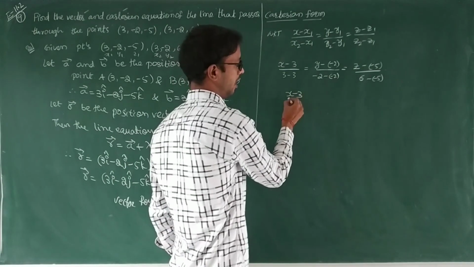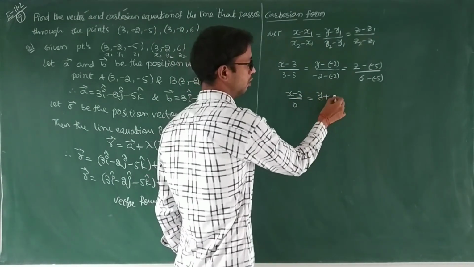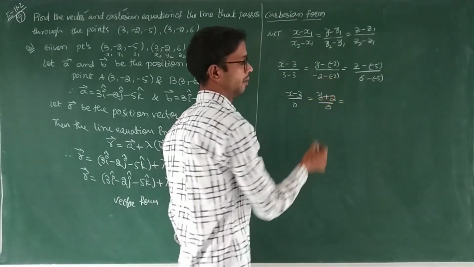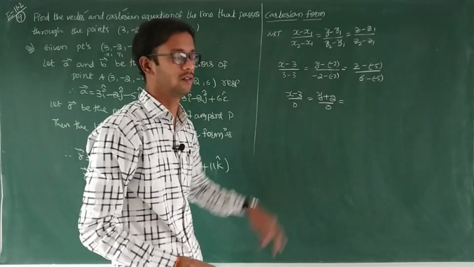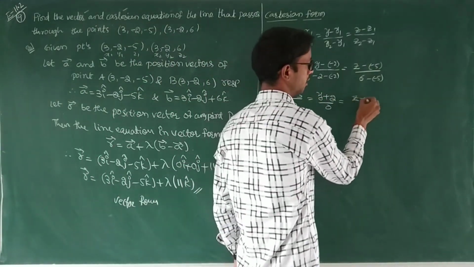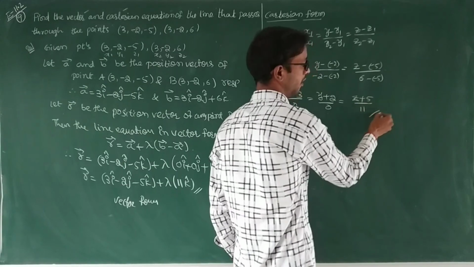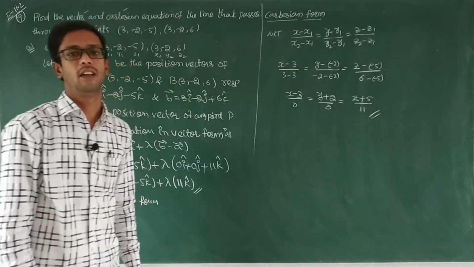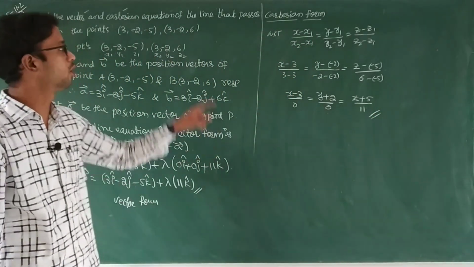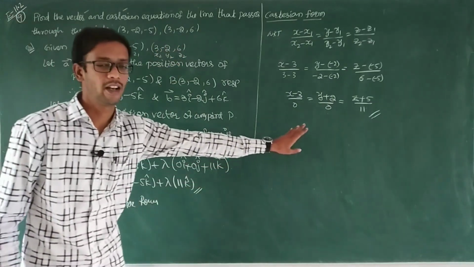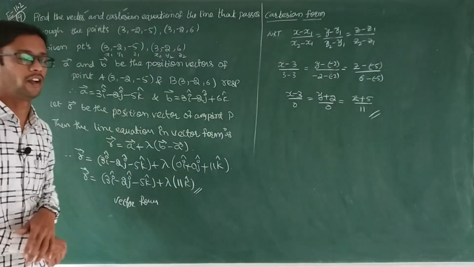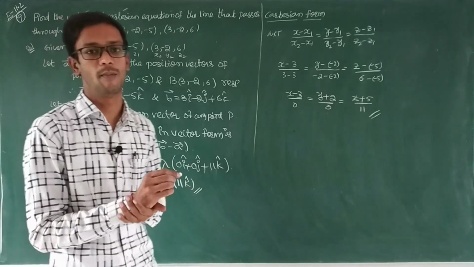x minus 3 by 0, y plus 2 by 0, because plus 2 minus 2 is 0, z plus 5 by 11. So this is the Cartesian equation of a line which is passing through given 2 points, and this is the vector equation. So this is the way of finding it in this problem.